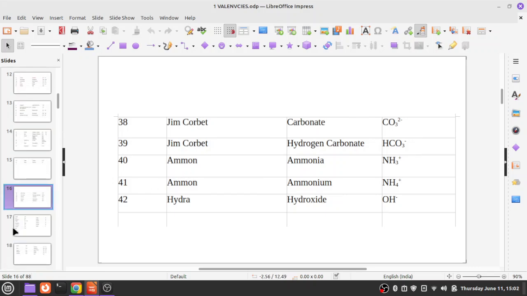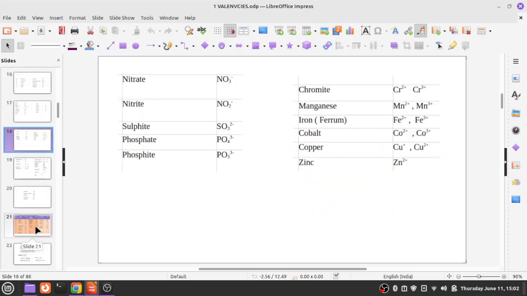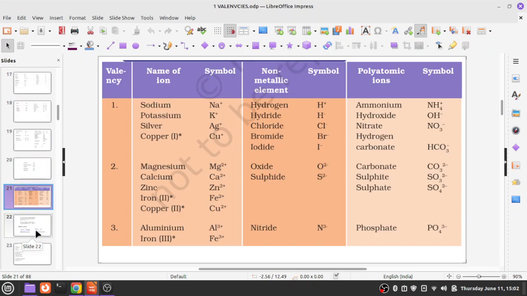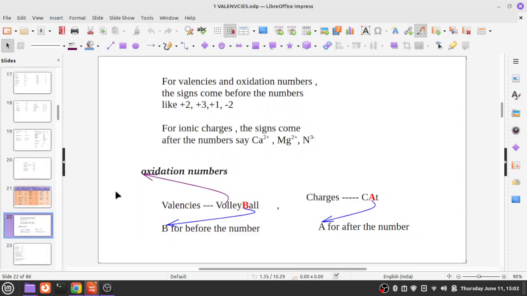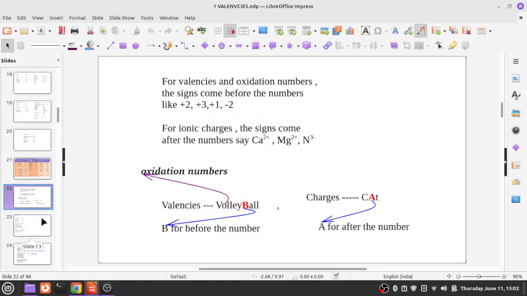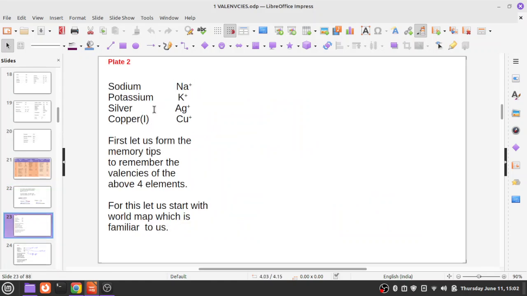Let us go to this one. Here, valencies and oxidation numbers, it is not necessary for you. Now we come to that one. Let us first consider valencies of some elements. Four elements are shown here: sodium, potassium, silver, copper. Copper 1 is shown because copper has 2 valencies. So copper valencies are indicated as copper 1 and copper 2.